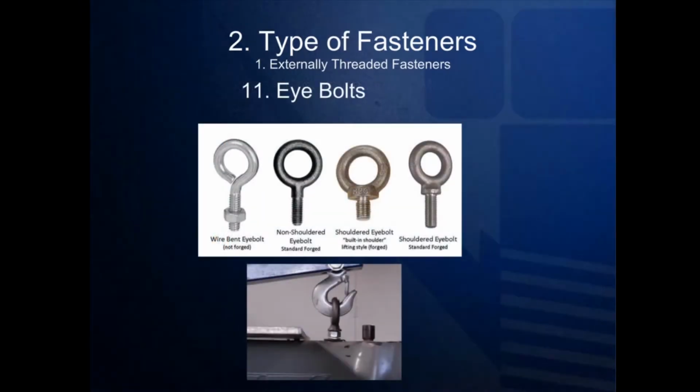Next, we will discuss eye bolts. Eye bolts come in a variety of different types. The picture on the left shows a turned eye bolt, in which it is made from one piece of metal that is threaded on one end and then turned on the other end to form an eye.